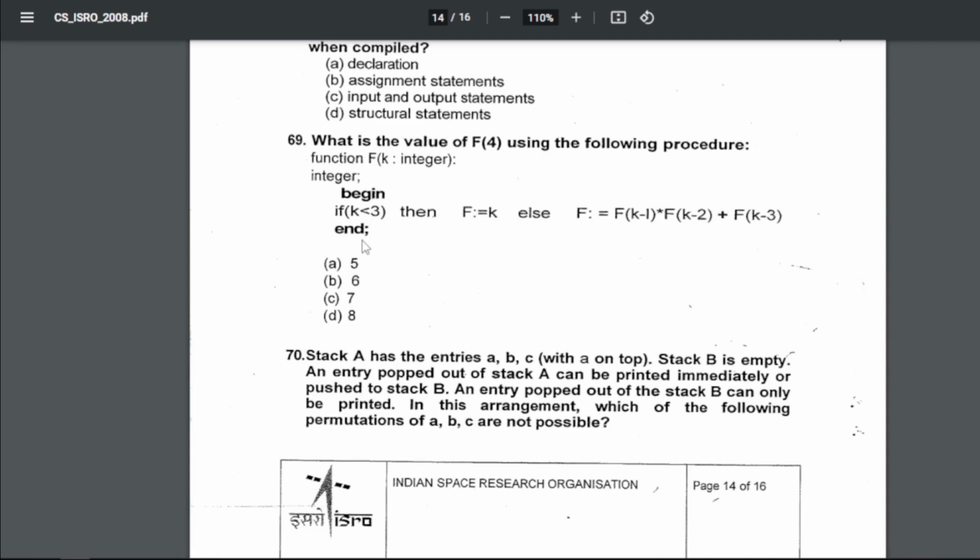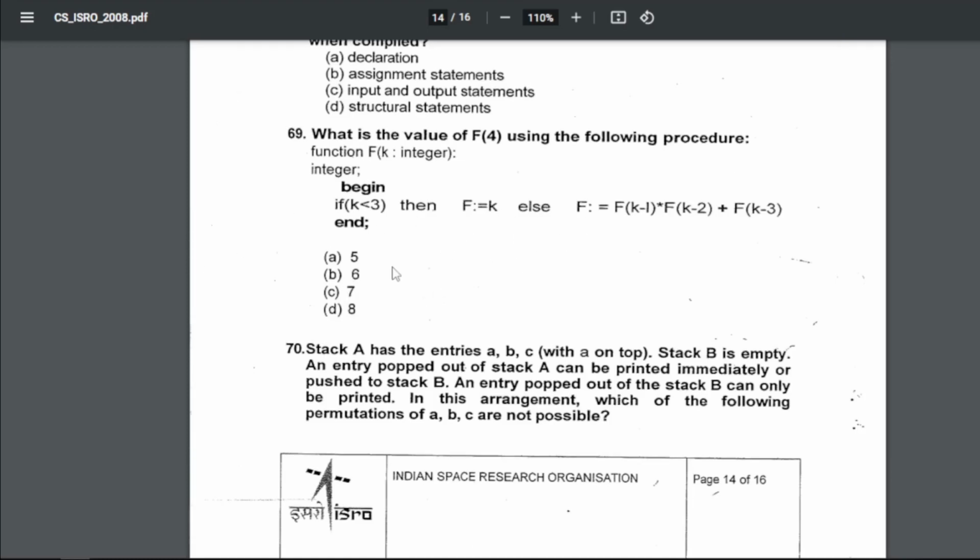69 is what is the value of F4 using the following procedure. So for 69 our answer will be A, that is 5. So the value of function 4 using the following procedure, if you solve this you will get the answer as 5.